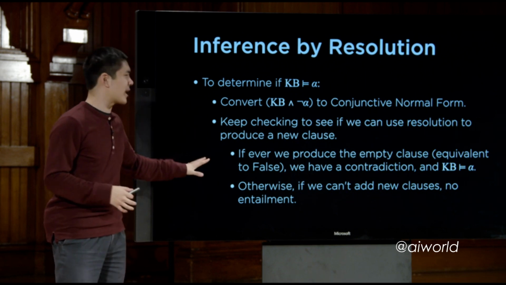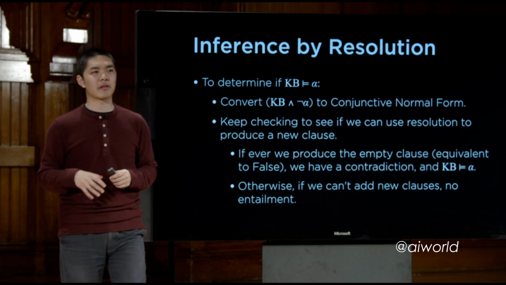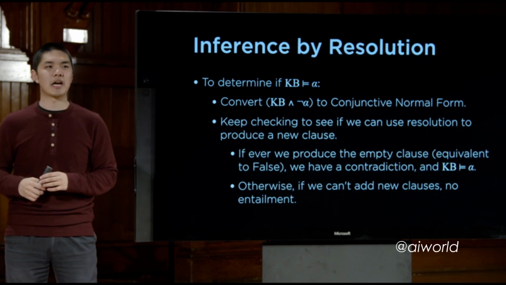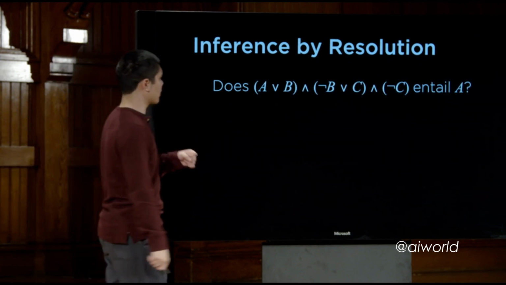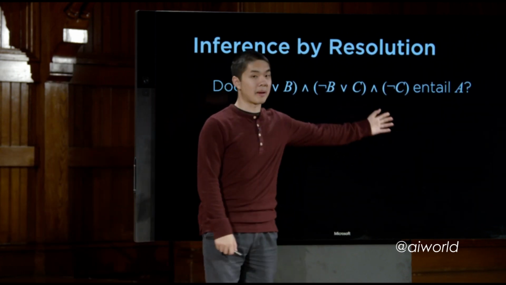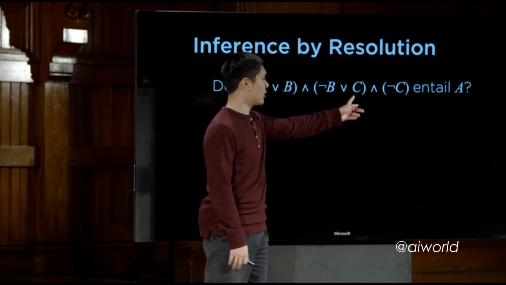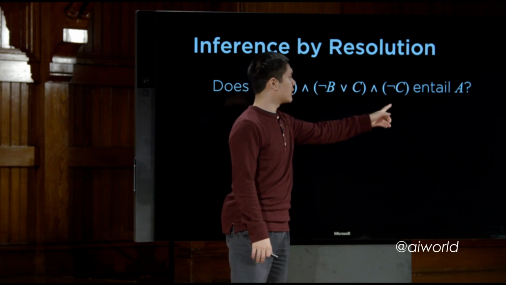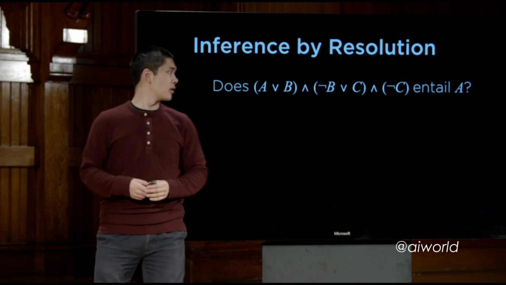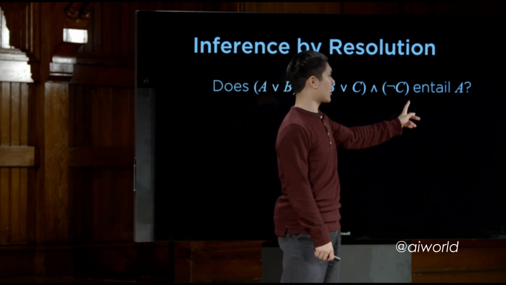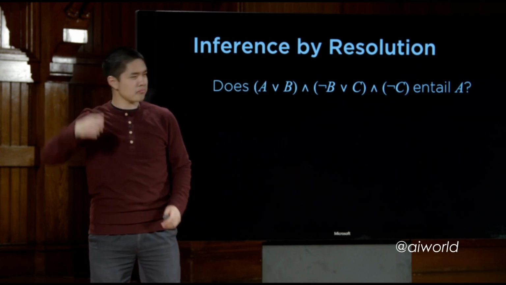And it's very abstract looking, especially this idea of, what does it even mean to have the empty clause? So let's take a look at an example. Let's actually try and prove some entailment by using this inference by resolution process. So here's our question. We have this knowledge base. Here's the knowledge that we know: A or B, and not B or C, and not C. And we want to know if all of this entails A. So this is our knowledge base here, this whole long thing. And our query alpha is just this propositional symbol A. So what do we do?